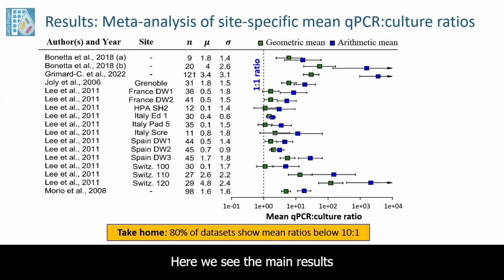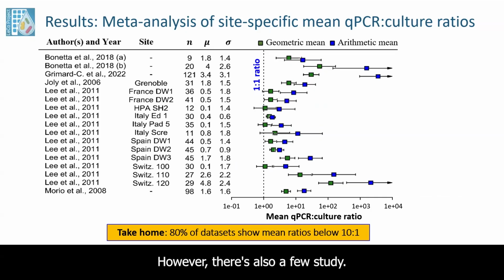Here we see the main results of the meta-analysis, showing the geometric mean in green and the arithmetic mean ratio in blue for each study site. The dotted vertical line represents a 1-to-1 ratio, where qPCR and culture concentrations are on average equal. What we can see is that several studies cluster near the 1-to-1 line, especially when looking at the geometric means. About 80% of the sites show a geometric mean ratio below 10-to-1, meaning that typically qPCR measurements are within 1 order of magnitude of culture measurements.